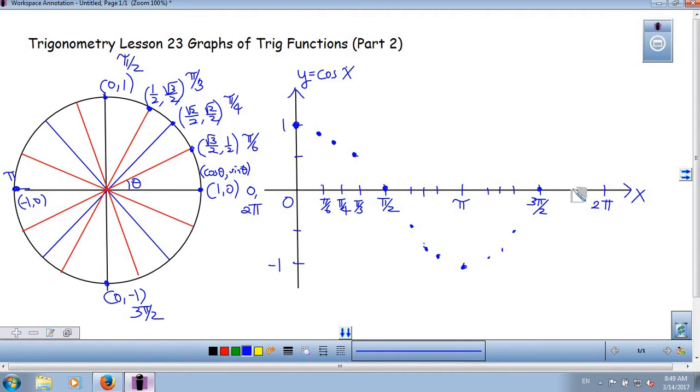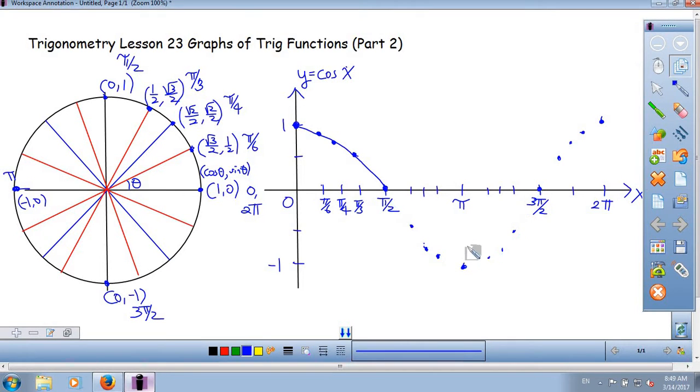And then what happened at 2 pi? Well, at 2 pi, it goes back to 1, right? So here, it goes to positive. It goes to positive 1/2, positive square root 2 over 2, and positive square root 3 over 2. So positive 1/2, positive square root 2 over 2, 0.7. So therefore, now we can trace this. It's not going to be perfect because my graph is kind of off. But okay, I'm trying to do this a little better.